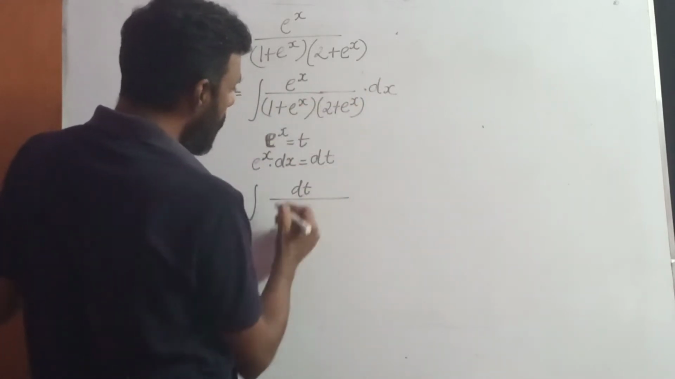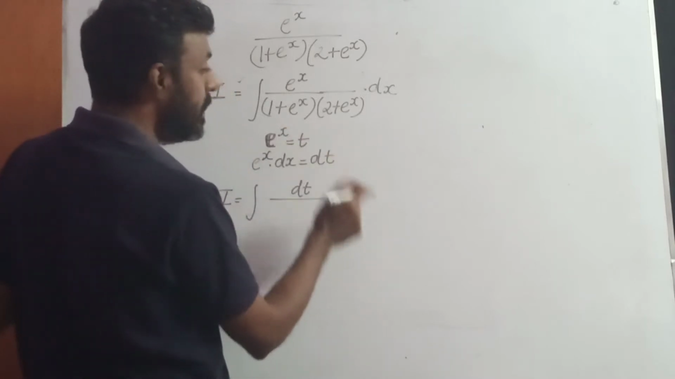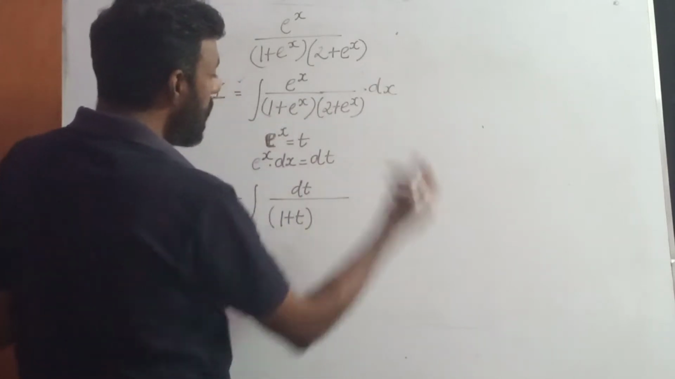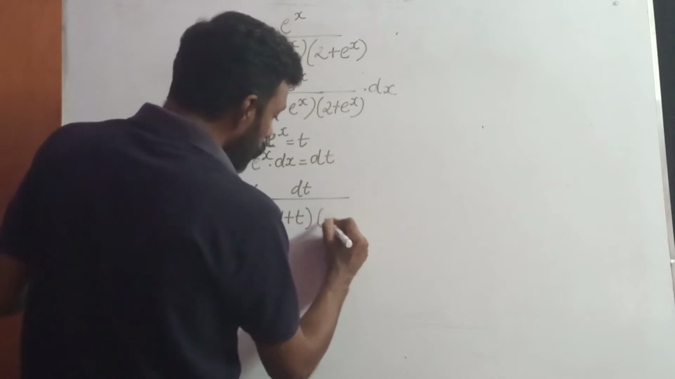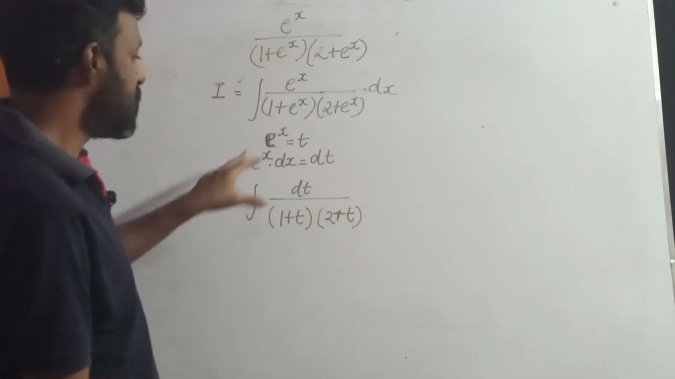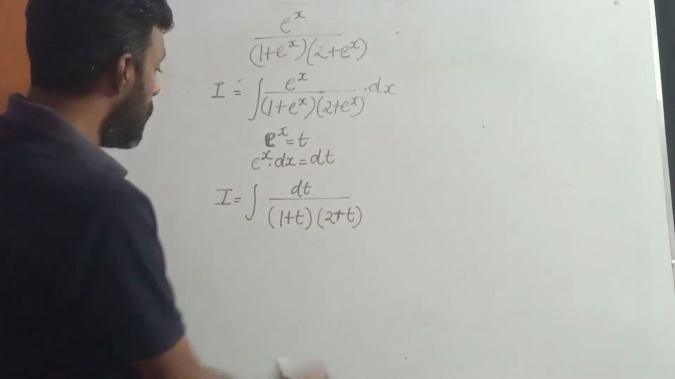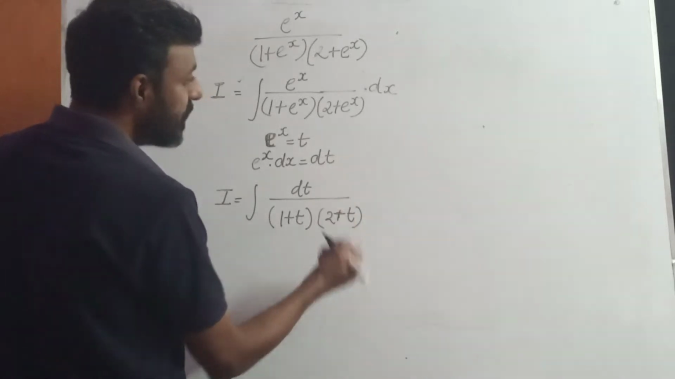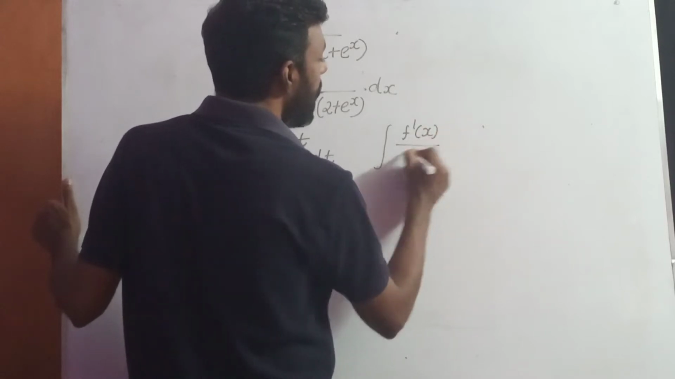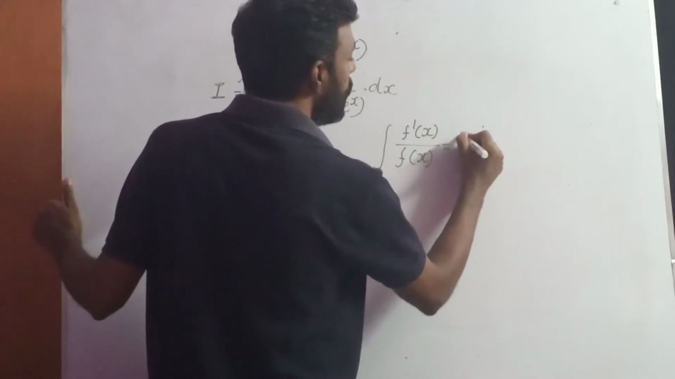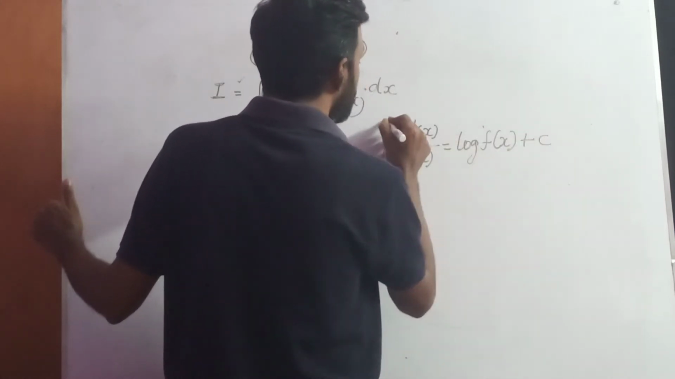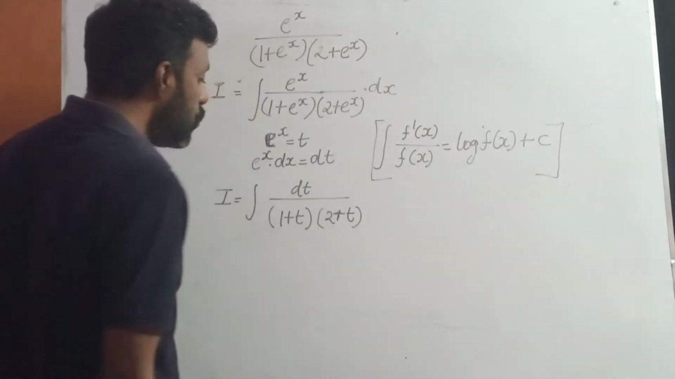Now e to the power x is t, so 1 plus e to the power x will be 1 plus t, and 2 plus e to the power x is 2 plus t. So I have got an expression similar to the previous one. Now I'm going to use another formula: the integral of f dash of x divided by f of x is equal to log of f of x plus c. This is the formula I'm going to use here.